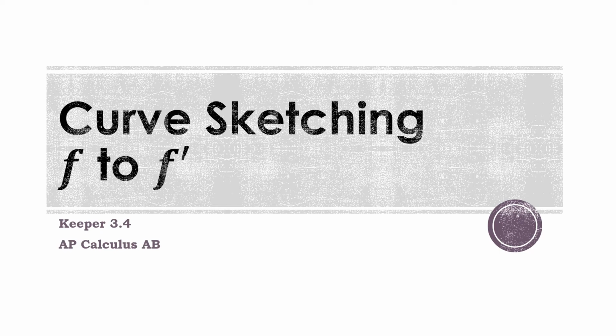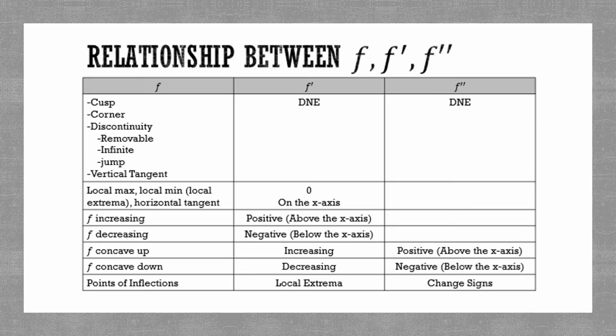This is Keeper 3.4, curve sketching f to f prime. So we will be starting with the function and we will be sketching the first derivative and sometimes the second derivative. Okay, the relationship between f prime and f double prime.